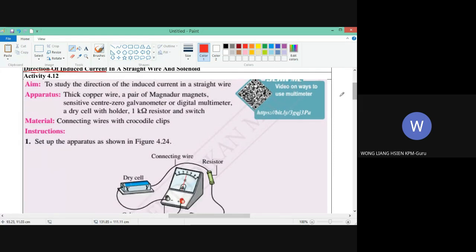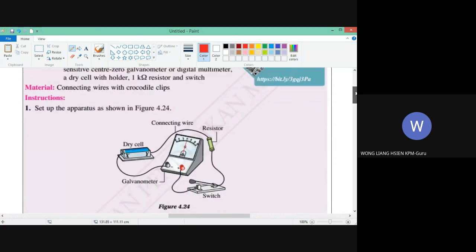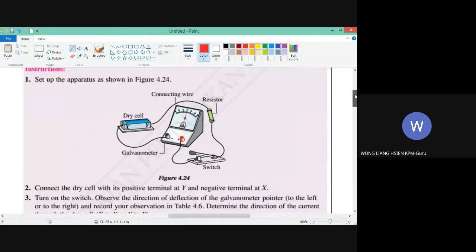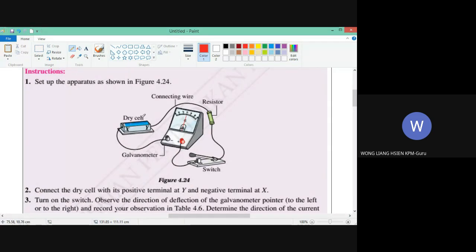So in this activity 4.12, we study the direction of induced current in a straight wire. First we test with a dry cell to see what will be the direction of the pointer of the galvanometer. That is why we connect to the dry cell first, because for the dry cell we already know which side is positive and which is negative.